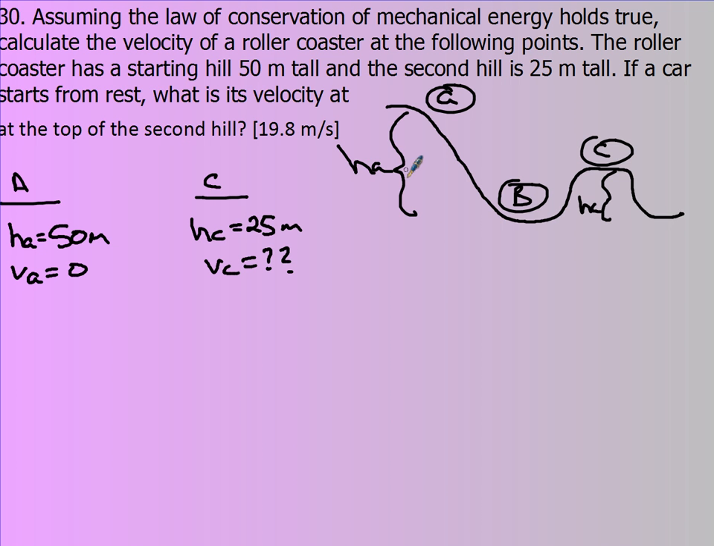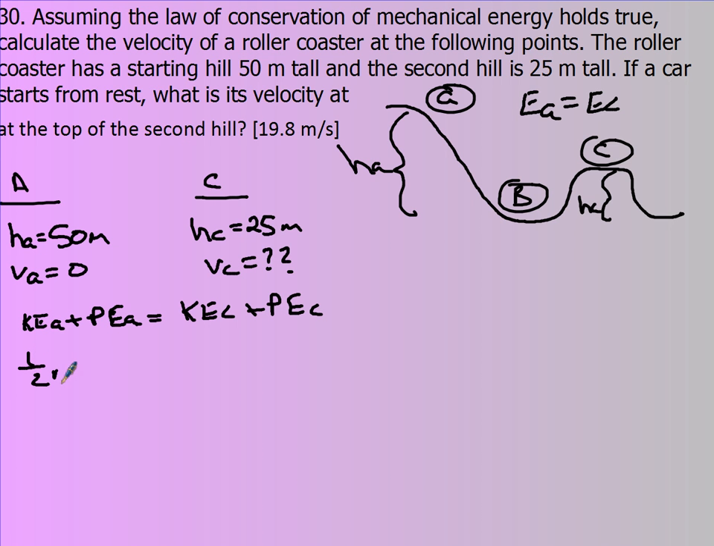Let's see how the energy formula changes. I know the energy at A has to equal the energy at C. Now, I know it's a lot, but let's just go on and write it out. So the kinetic energy at A plus potential energy at A has to equal the kinetic energy at C plus the potential energy at C. The kinetic energy at A is 1/2 m v_A squared plus the potential energy at A is mgh at A. This equals the kinetic energy at C, 1/2 m v_C squared, plus potential energy at C, which is mgh at C.